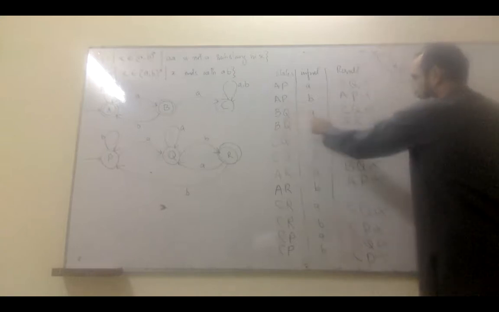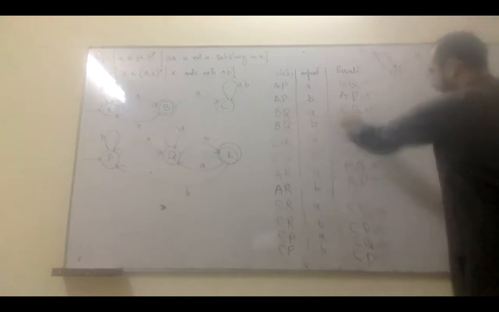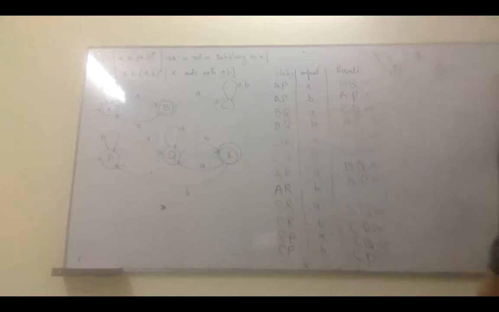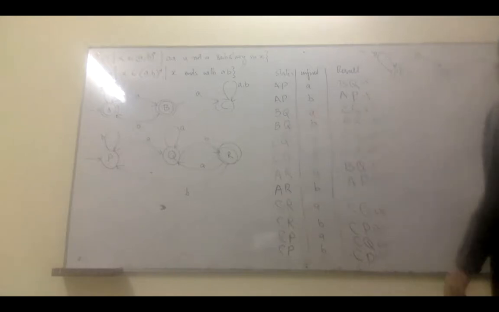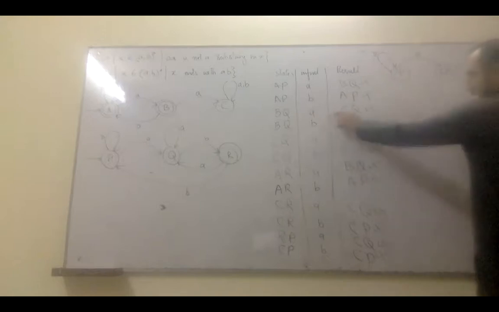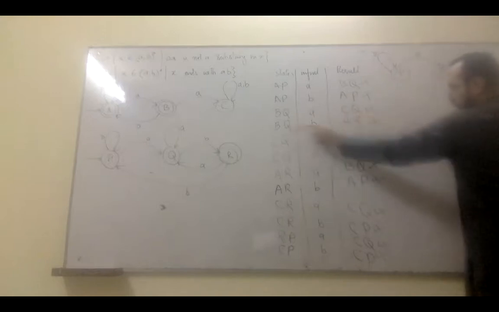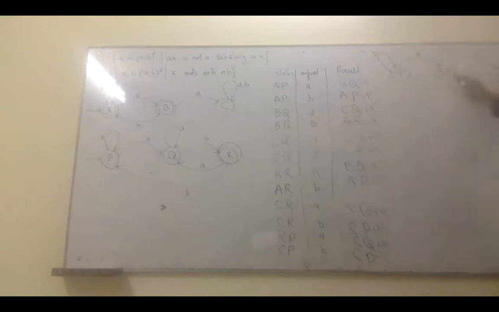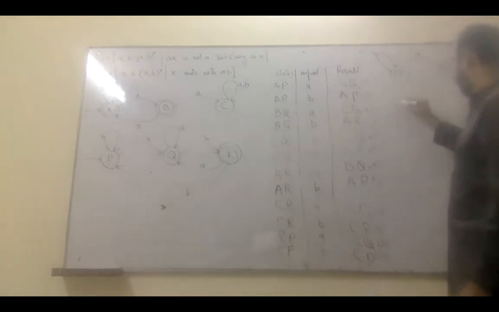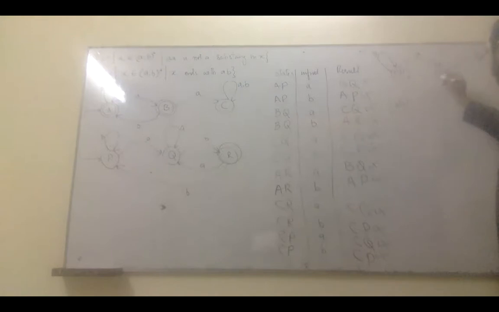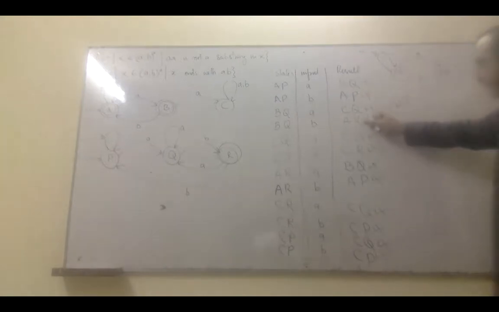Now BQ and A. BQ is this one. BQ and taking A, I am reaching at CQ. So CQ is the new state, and BQ taking A, this is the A. BQ taking B, I am reaching at AR. So this might be, for example, AR. BQ taking B, so this is my B, and I am reaching at AR. So I am finishing up to this point.